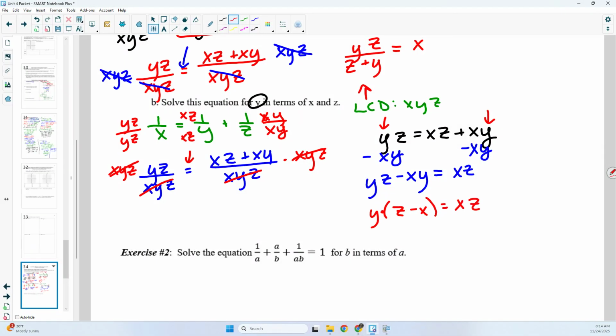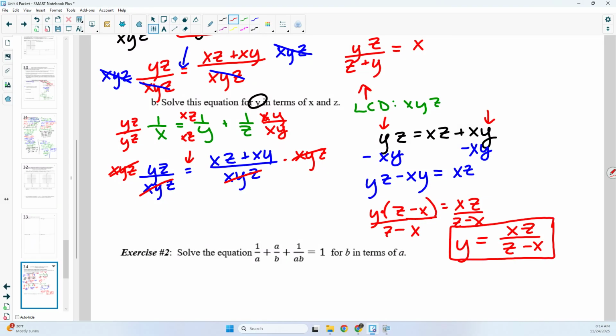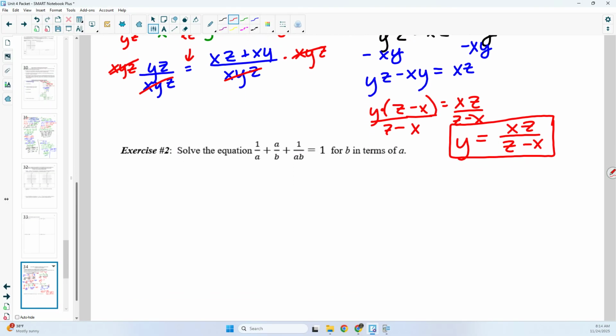And now that I only see the y once, I am going to be able to divide. So now I have solved for y in terms of x and z. So here is another equation, and I would definitely start to try some of these on your own. There's one more on the next page too.